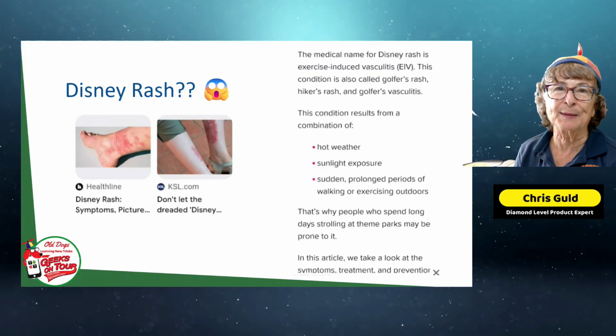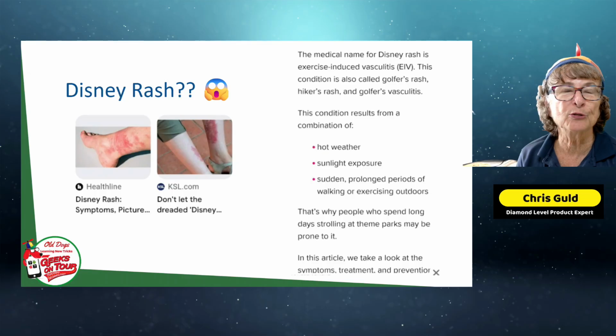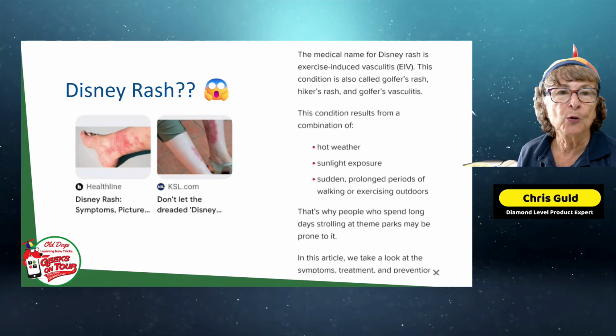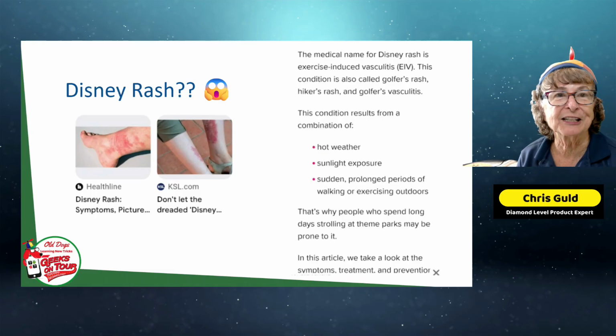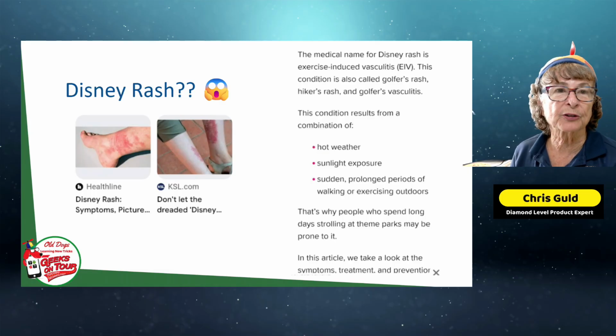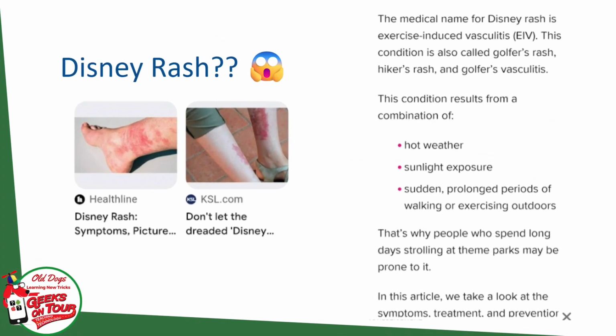The medical name for Disney rash is exercise-induced vasculitis. Who knew that I could exercise enough to get vasculitis? The condition is also called golfer's rash, hiker's rash, golfer's vasculitis. And I read further, and it said this is harmless. It'll go away in a few days.